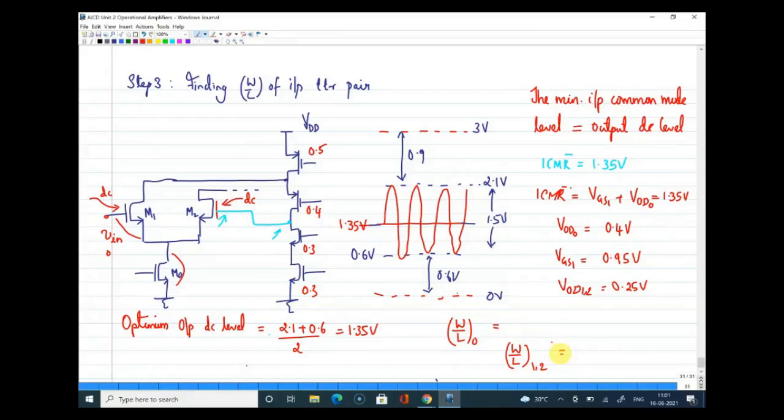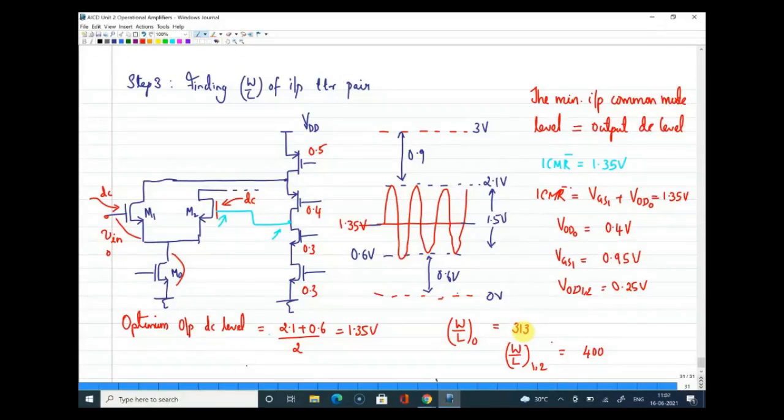So was this discussion clear? What I did is I have taken the minimum input common mode level equal to the output DC level, and based on that I have assigned this. This is what we generally do for a folded cascode op-amp. So you can check out the values. You will get this almost equal to 400. This is very close to 400. And W by L of 0 is equal to 313. So please check out these values.